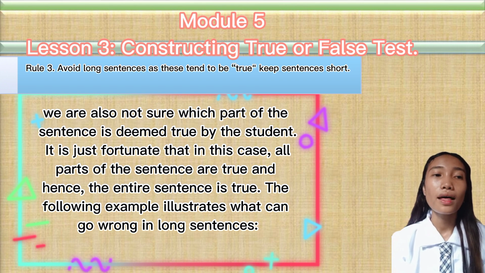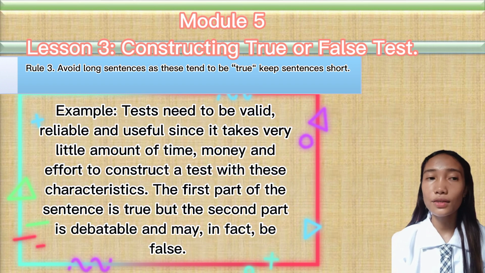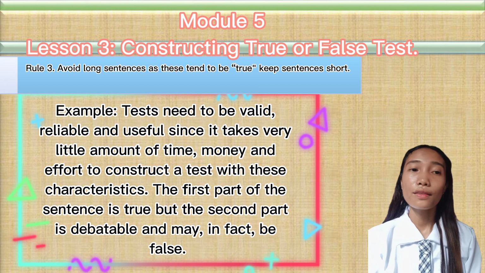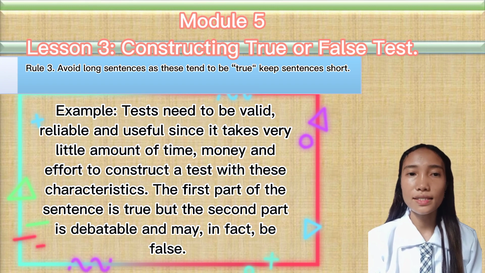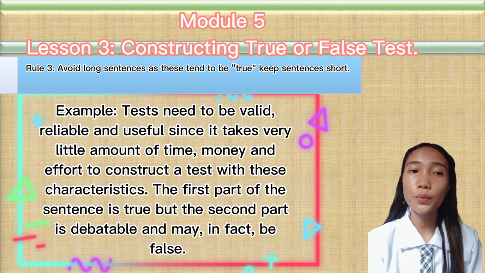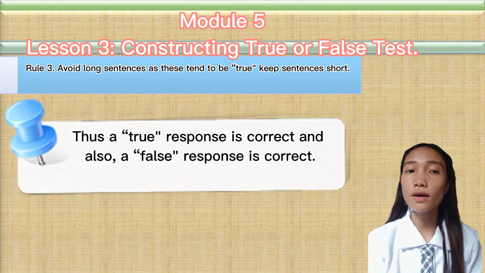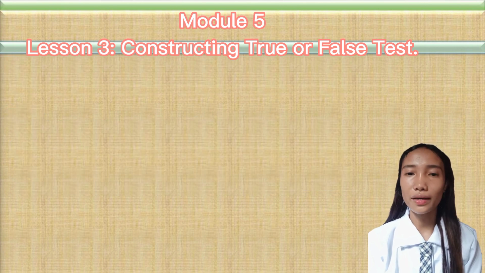The following example illustrates what can go wrong in long sentences. For example, tests need to be valid, reliable, and useful since it takes very little amount of time, money, and effort to construct a test with these characteristics. The first part of the sentence is true, but the second part is debatable and may in fact be false. Thus, a true response is correct and also a false response is correct.